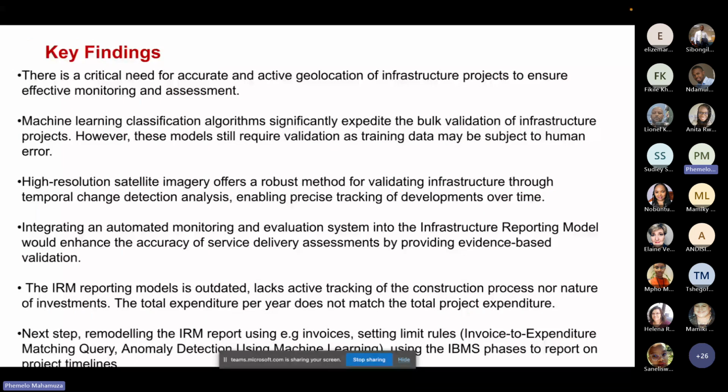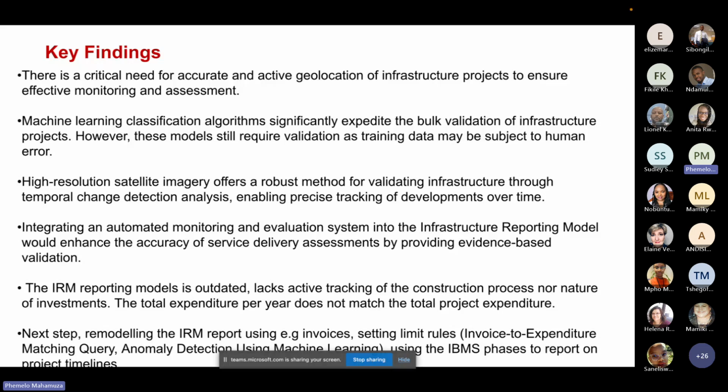So what are the key findings? The key finding is that with regards to construction and infrastructure, if it's geolocated, we can monitor it, we can assess it, we can check if it exists. We can even go back and see, by the time it is said to have started, if it did and if it did not.